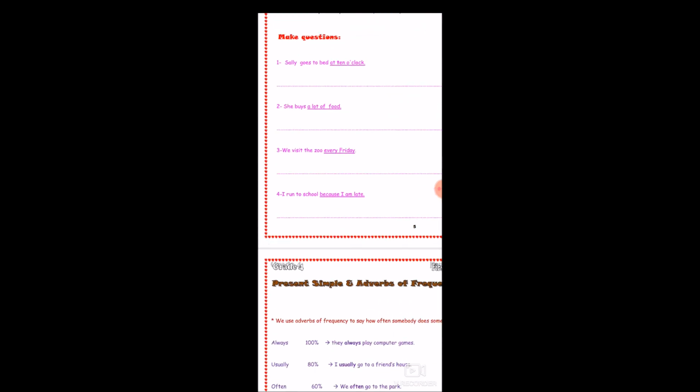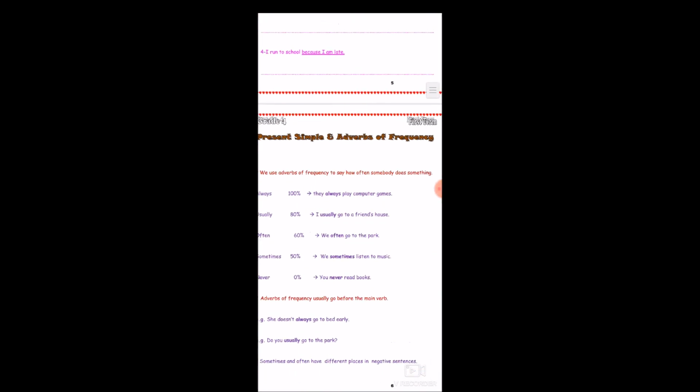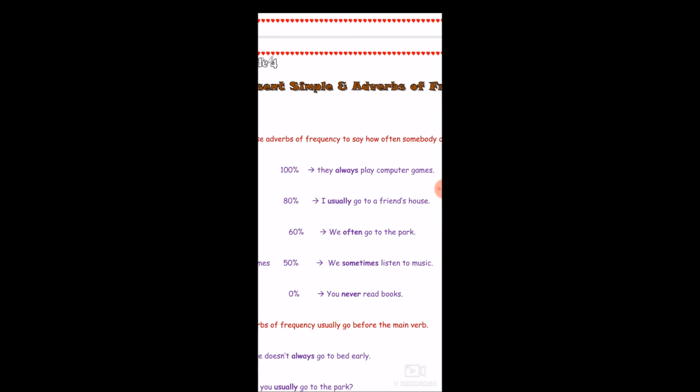The final point about the present simple tense is using the adverb of frequency. If we use always, that means I do this thing 100%. I do it every day or daily. It's repeated all times. Like they always play computer games. They do that daily or every day.